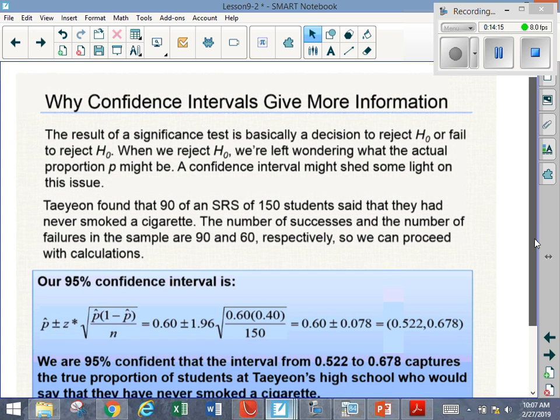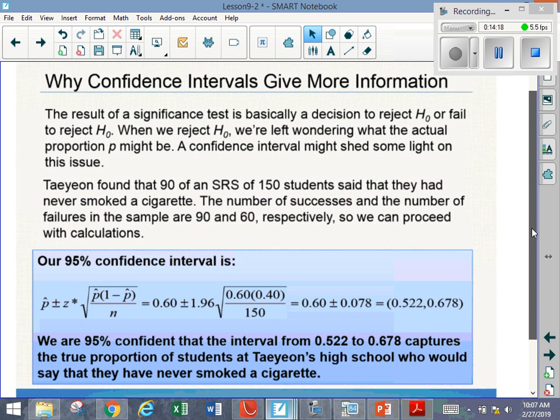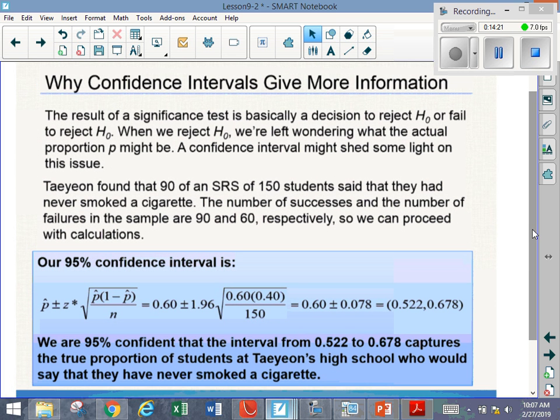The confidence interval gives you more information because it tells you where the actual mean or the actual proportion of your population is, right? And really the idea is that a 95% confidence interval is almost like the opposite of having a two-tailed test with an alpha level of 0.05.